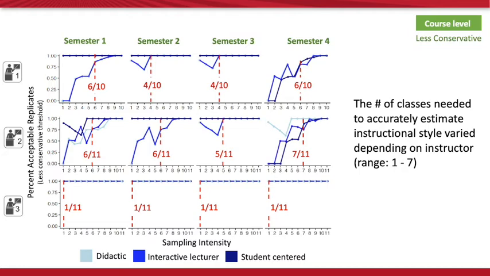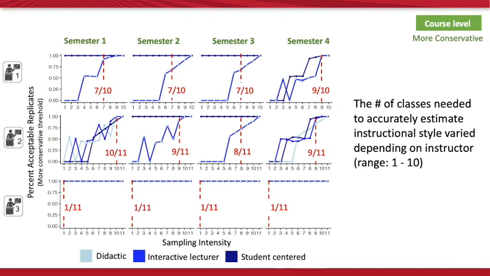The red line and red text indicates the sampling intensity at which there was a high probability of accurately estimating the 3 instructional styles. These results suggest that an observer who conducts COPUS observations at the sampling intensities in red have at least a 75% probability of reporting accurate proportions as defined by the less conservative glass half empty perspective on measuring reform. Using the more conservative threshold, the number of classes needed to attain a high probability of accurately estimating each instructional style also varied depending on the instructor. However, in this case, the classes range from 1 to 10.